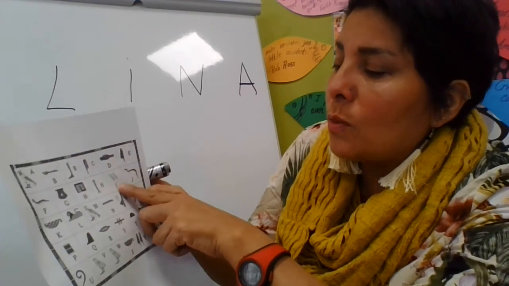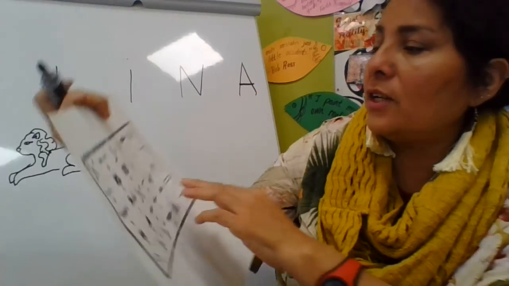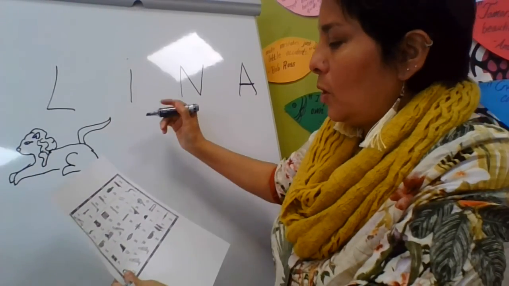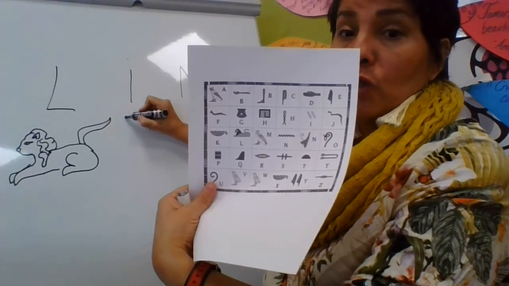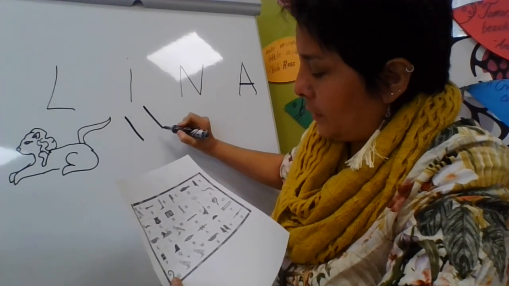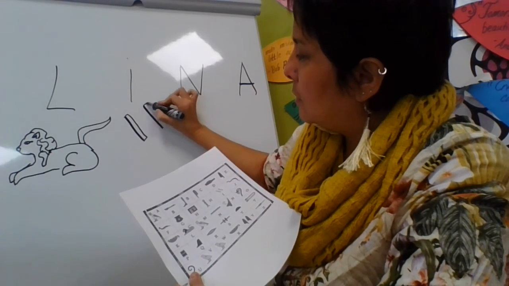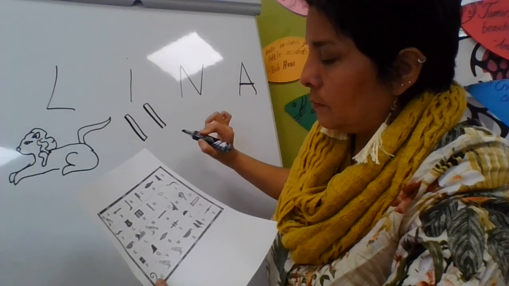Now the eye is so much easier. Let's take a closer look at what that eye looks like. And it just looks like two little sticks. So I'm going to go ahead, make sure you're doing the same direction as this, line, line, and then a little stick right here. And that makes my eye.